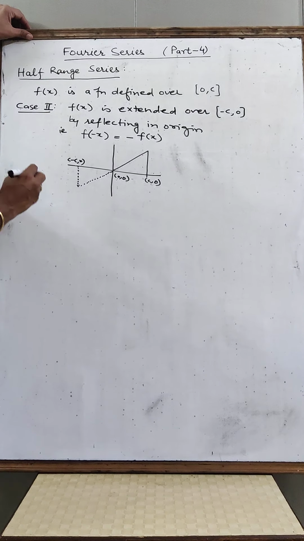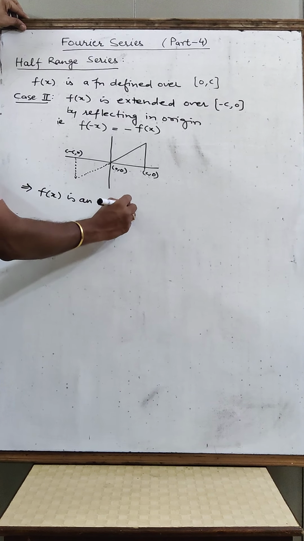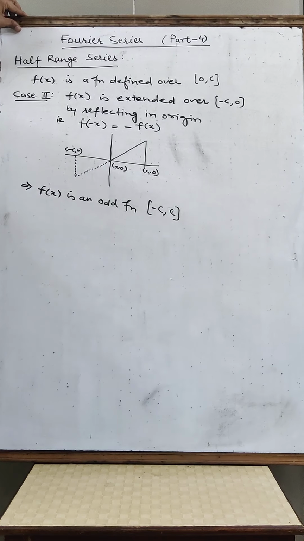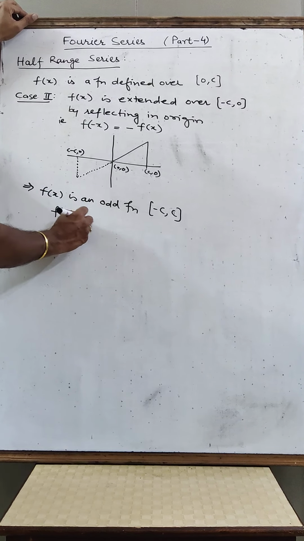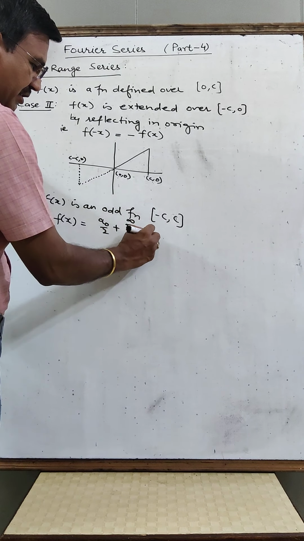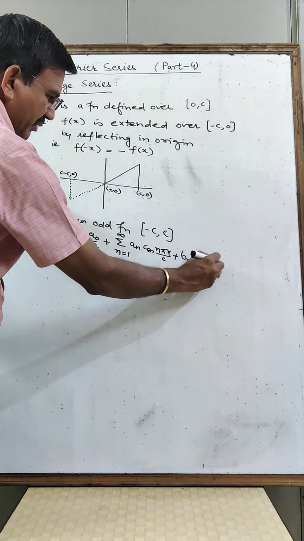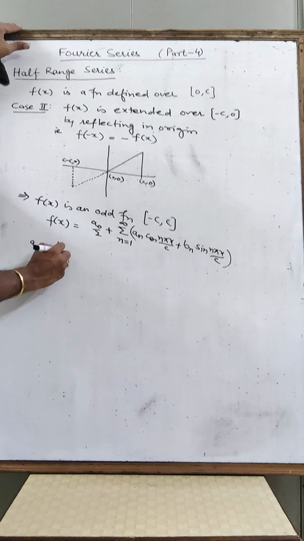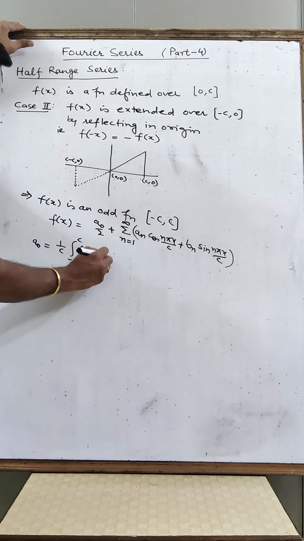And students, now f(x) is an odd function over the interval from minus c to c. So you can find its Fourier series expansion by writing f(x) is equal to a_0 by 2 plus summation n is equal to 1 to infinity a_n cos(n pi x over c) plus b_n sin(n pi x over c), where a_0 would be equal to 1 over c integral over the interval minus c to c f(x) dx.